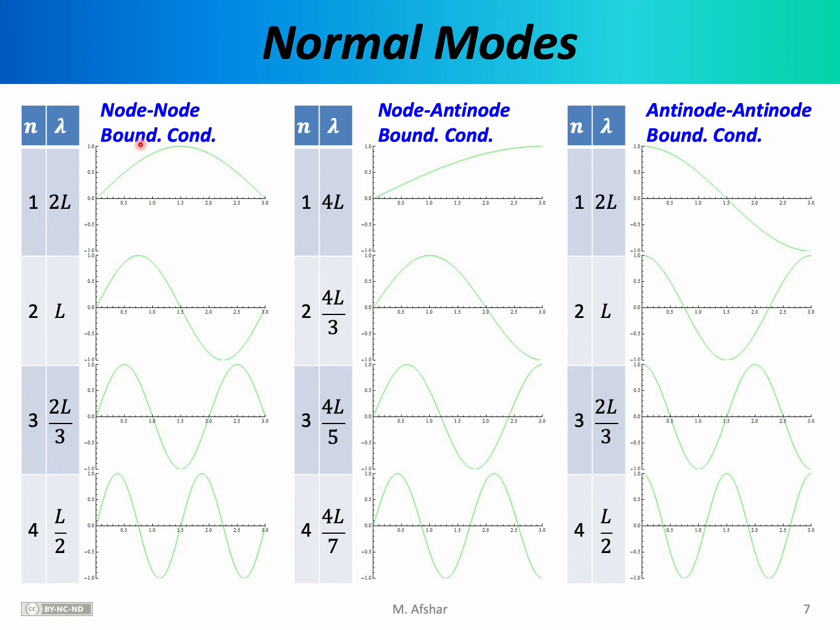Notice how the node-node boundary condition is similar to the antinode boundary condition. The shapes of the waves are certainly different in this first column and in this last column. However, the wavelengths are the same.